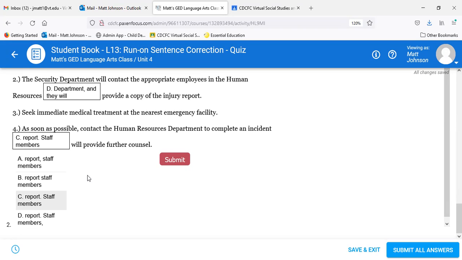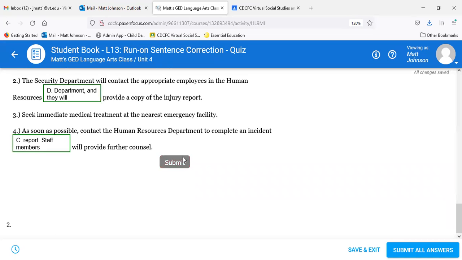So again, test taking tips. None of those other ones work. We can't just put a comma because that makes a comma splice. We need a connecting word if we have two complete ideas. Report staff members, no punctuation there. That's just a flat out run-on sentence. And then D, that just doesn't make sense because we don't need any punctuation after staff members. There's no reason to set that off. So that leaves C there for our answer.